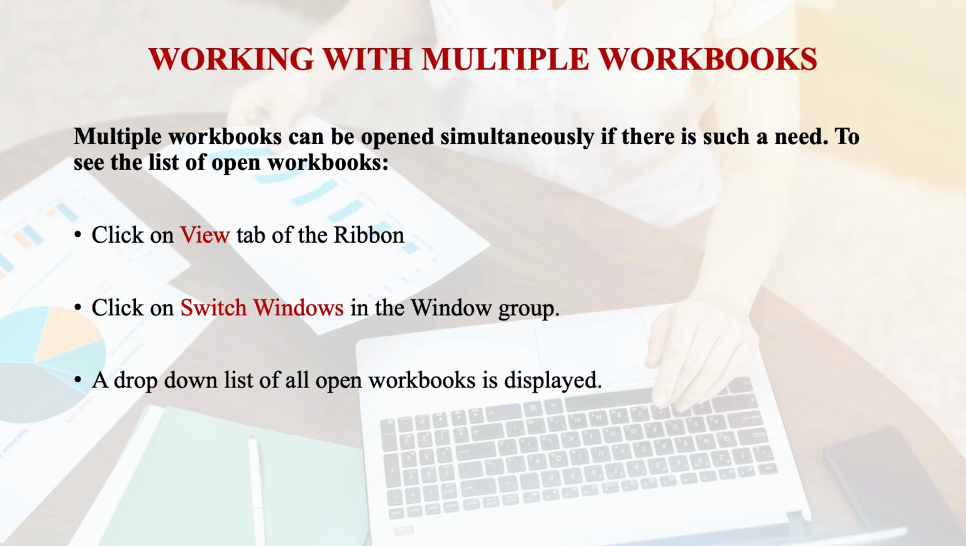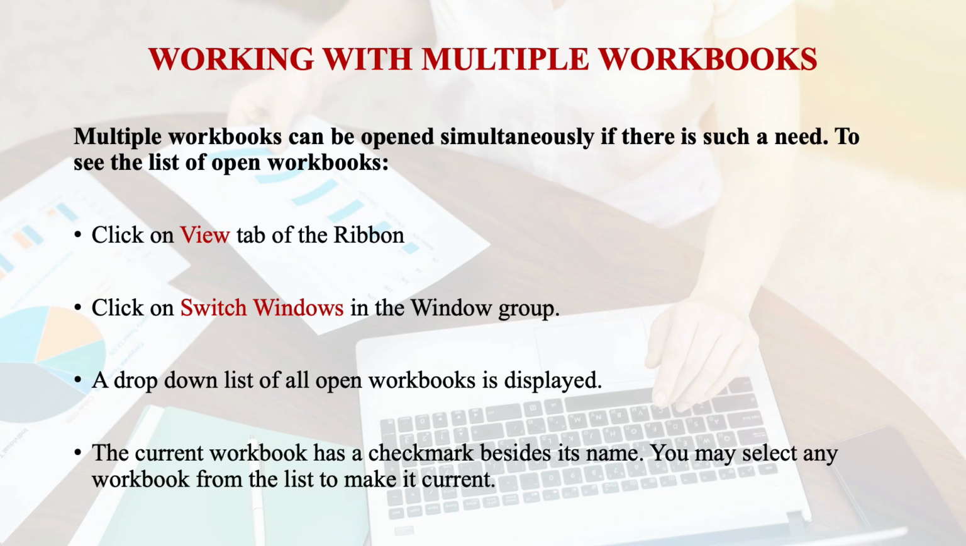and a drop down list of all open workbooks is displayed, and you select which workbook you actually want to work with. The current workbook has the check mark beside its name, and you may select any workbook from the list and make it the current one, and the multiple workbooks will be visible to you. And this option is very useful the moment you are supposed to work with multiple workbooks altogether.